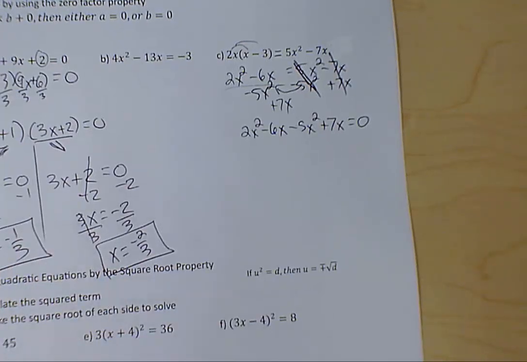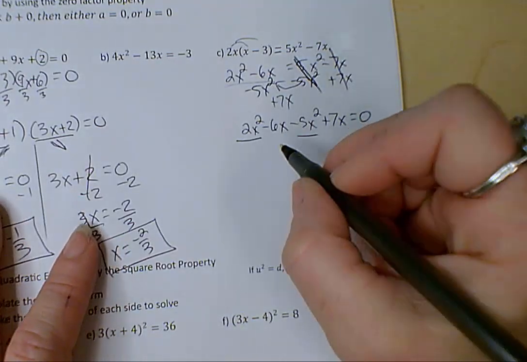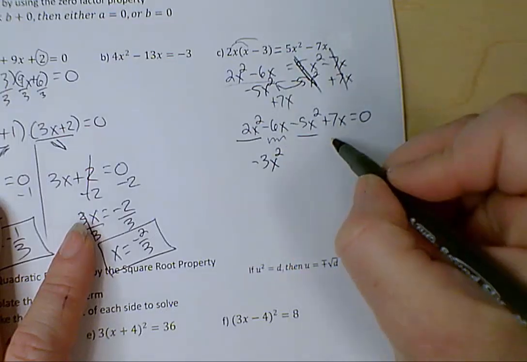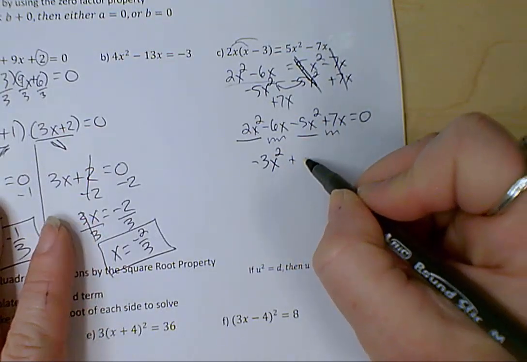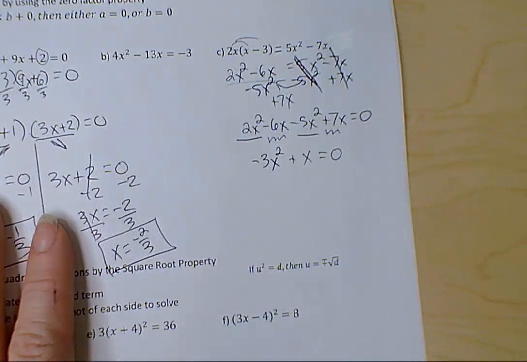Set that equal to 0, and that is our equation in proper quadratic form. Now, we need to continue simplifying this because we should be seeing that we do have like terms here. 2x squared minus 5x squared is a negative 3x squared. Negative 6x plus 7x is a positive x. So this is the quadratic equation that we need to factor and solve.